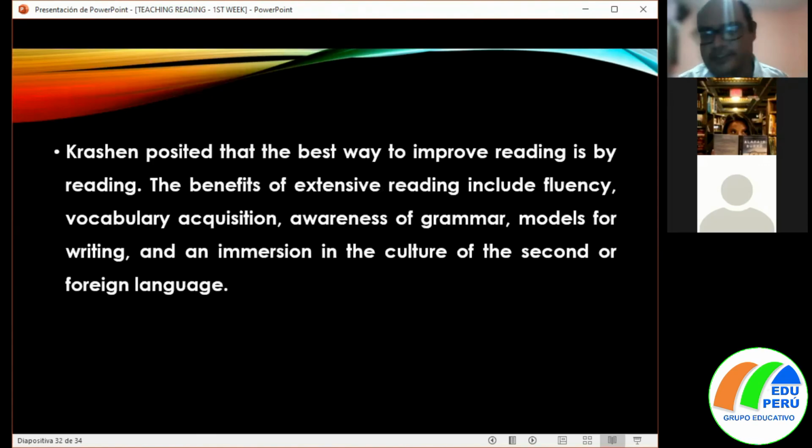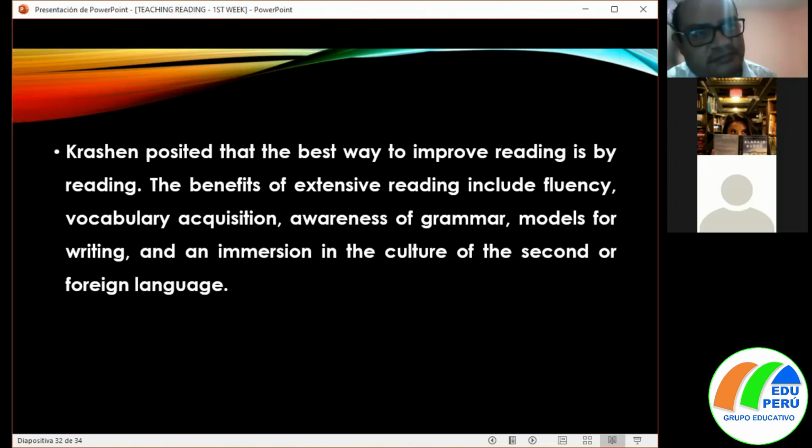And finally, this is the final point that we're going to talk about. Krashen, this is another famous linguist. Krashen posits that the best way to improve reading is by reading. It makes me remember one of my students asked, "Teacher, how can I improve my speaking? Because I want to speak, but I can't. It's impossible for me to speak."